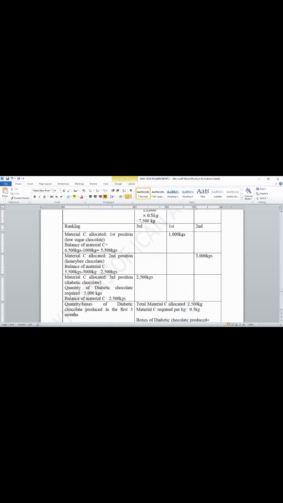We will supply everything. Now, out of 6,500, if we remove 1,000, how many will be left? 5,500. Honeybee needs how many? 3,000. We have 5,500 left, right? So let's look at the calculation here so that you understand what I'm saying. Now, ranking. Remember that we did the ranking here. I just copied it and pasted it here. So low sugar is number one, honeybee is number two, diabetic is number three.